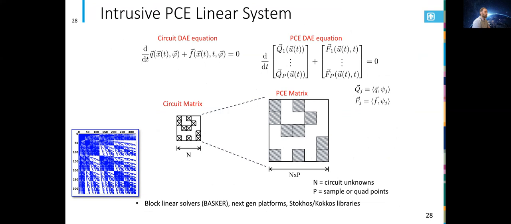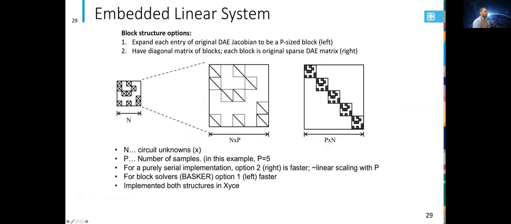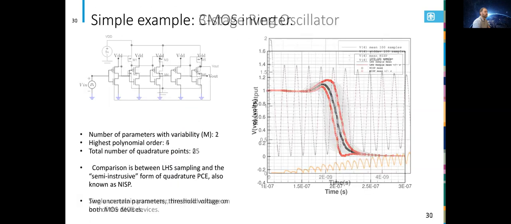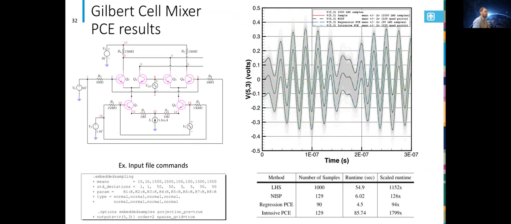So there are a lot of clever ideas out there for how to solve these systems efficiently. And I only just barely got the method working in Xyce by the end of the project. So I haven't really optimized the solvers for the intrusive PCE method yet. But my guess is that even once that happens, they're not going to make up the difference here. And so at least my thinking is that these semi-intrusive methods are probably the best combination.